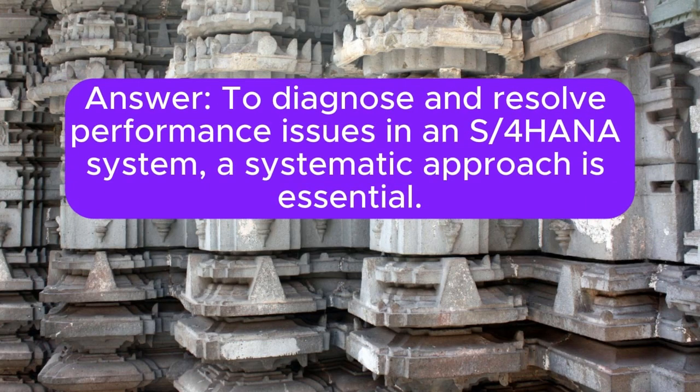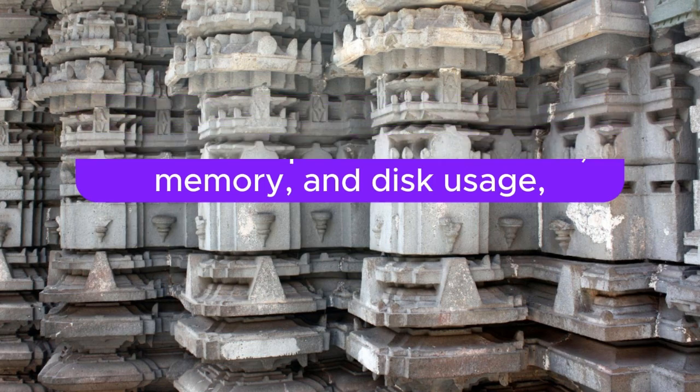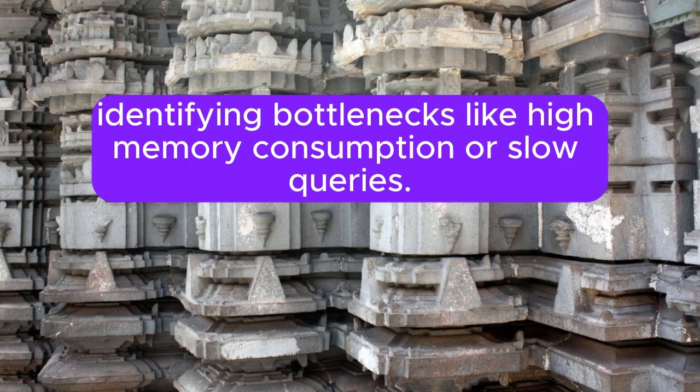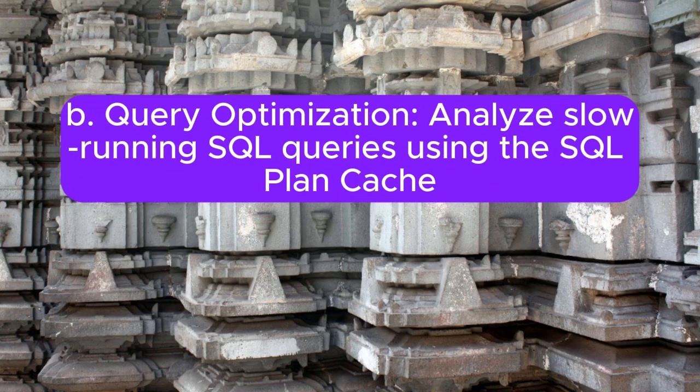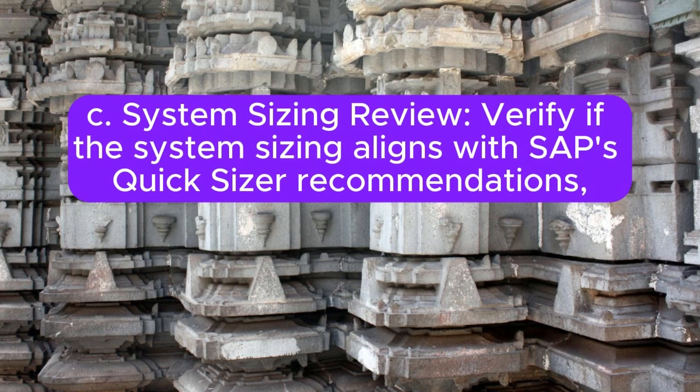Answer: To diagnose and resolve performance issues in an S/4HANA system, a systematic approach is essential. A. Performance analysis. Use SAP HANA Cockpit to monitor CPU, memory, and disk usage, identifying bottlenecks like high memory consumption or slow queries. B. Query optimization. Analyze slow-running SQL queries using the SQL plan cache, and optimize them by adjusting table partitioning or indexing.